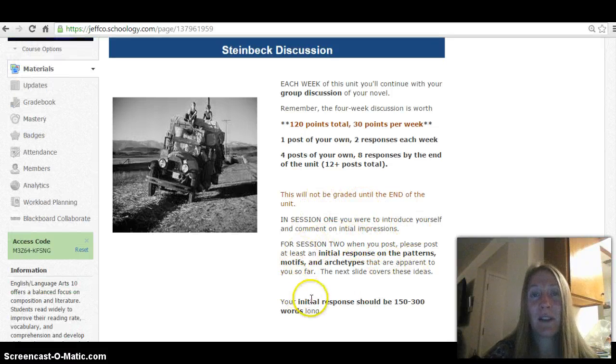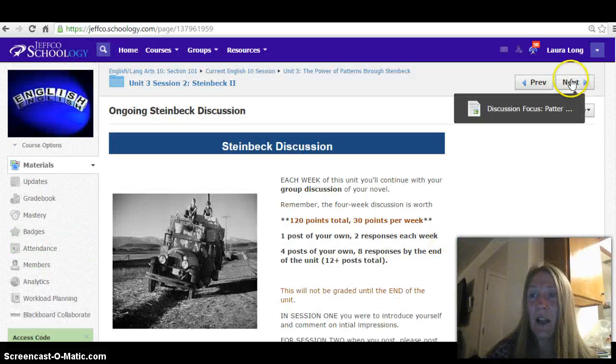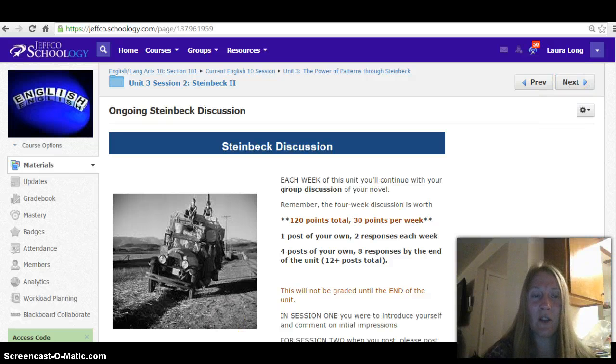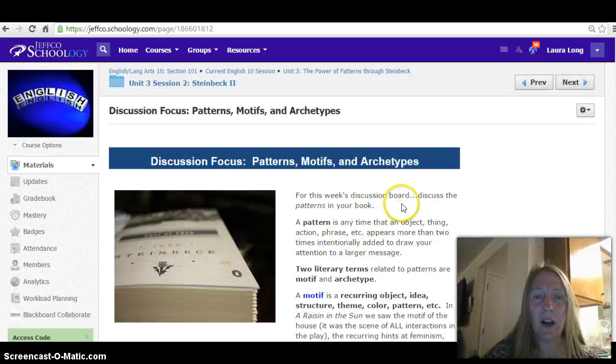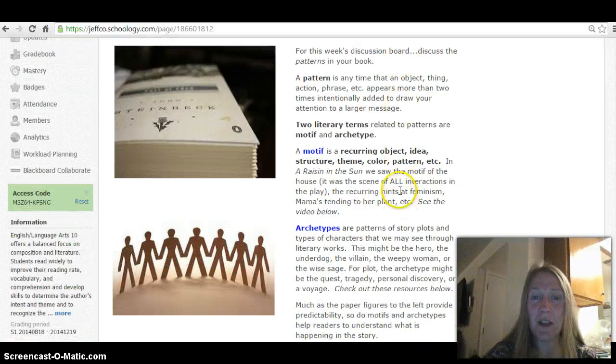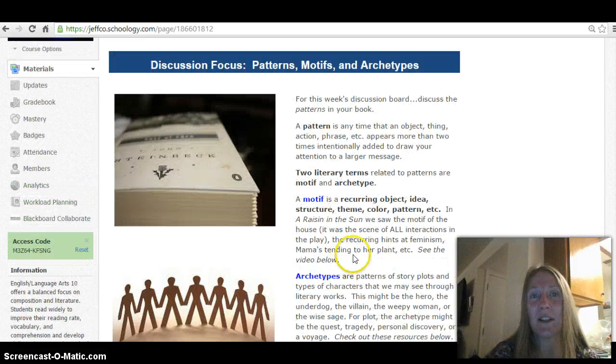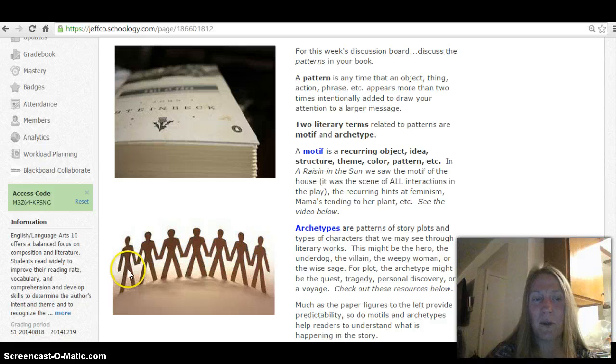In this session, I specifically want you to comment on patterns, motifs, and archetypes. And your response should be about 150 to 300 words long, so not something insubstantial, something that really conveys your thoughts. And if you recall, from any literature study you've done, these patterns allow us, like paper dolls or paper figures you might have done in grade school, these motifs and archetypes allow us to have some kind of predictability. If you know that this is a pattern, you can know what's coming, and that as a reader helps you to understand what's going on.